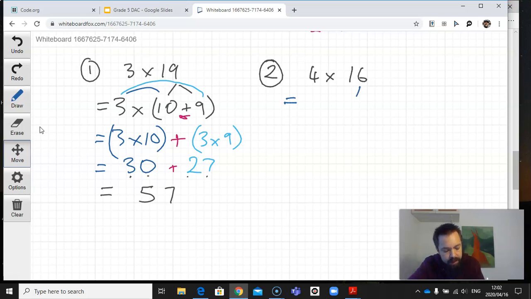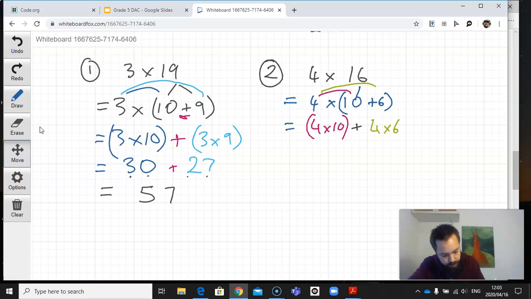So I'm going to break down my 16 into a 10 and a 6. Then I'm going to first do 4 times 10. My plus will stay in the middle. Then I'm going to do 4 times 6. 4 times 10 is 40. 4 times 6 is 24. Adding those together shouldn't be too difficult.